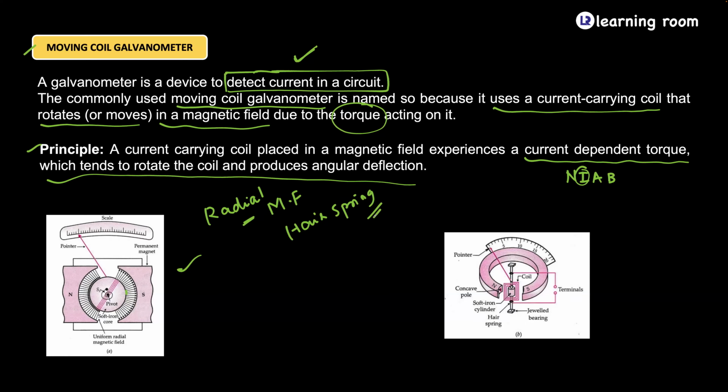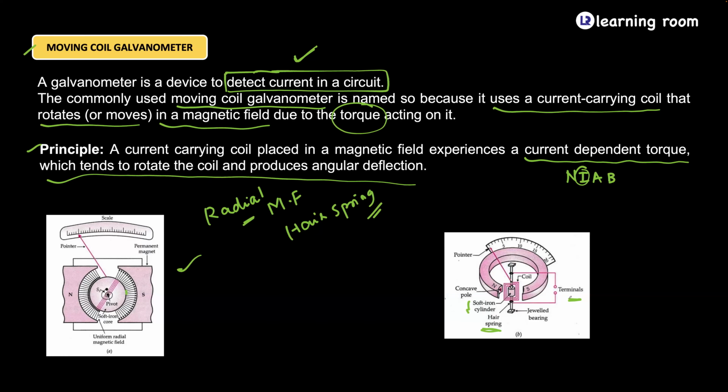Okay. So this is the basic construction. If you look at the same thing from this side, you have this hairspring, which I told you about. You have a soft iron core cylinder. Jewel bearing, you need not worry about. You have the terminals here, positive and negative. Then you have a pointer and this magnet. From here, it appears as if there are two magnets.